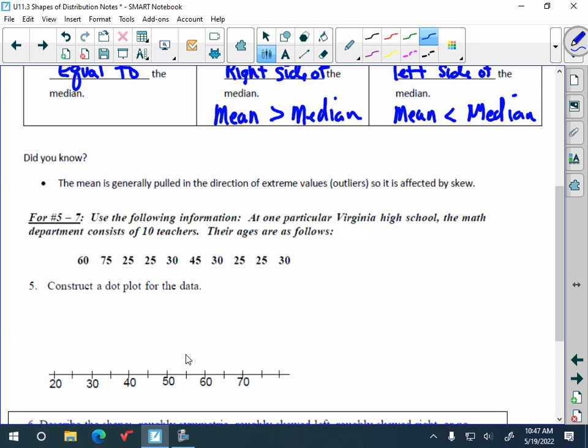All right, so let's do this last one. So again, we're going to create this dot plot for these ages of 10 teachers. We'll create the dot plot, and then we'll answer each of the questions below.